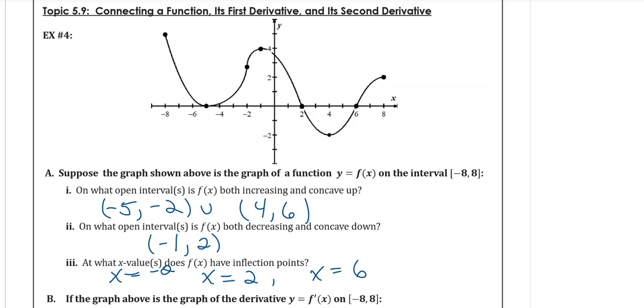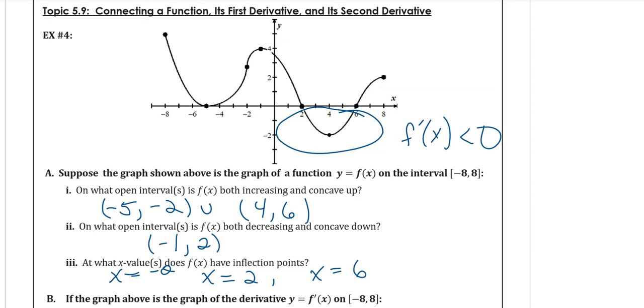So number 1 says, on what open intervals is f of x decreasing, and justify your answer. So you want to remember now that this is the derivative of the function. So we're looking where the derivative would be less than 0. So that would be right here in this section. Here f prime of x is less than 0. So f of x would be decreasing. That's part A, or number 1.